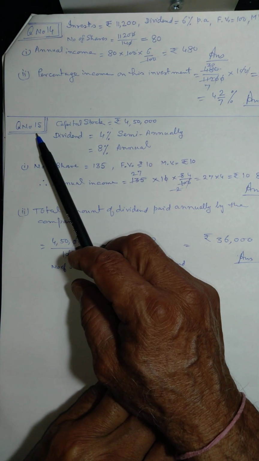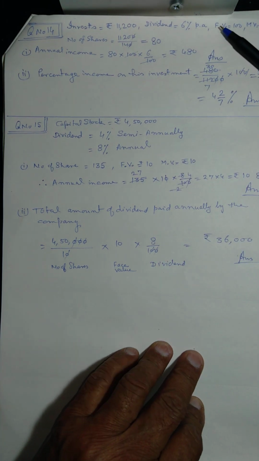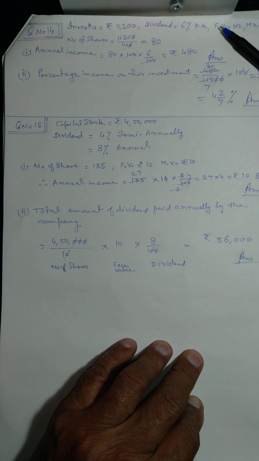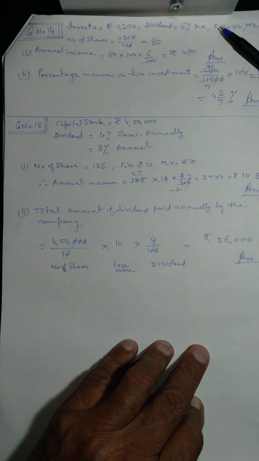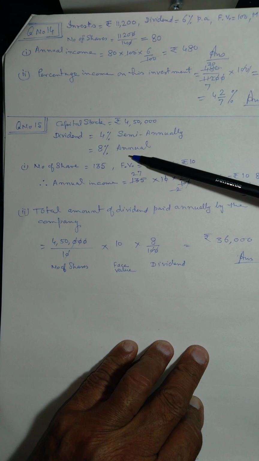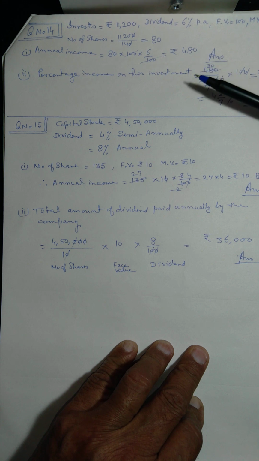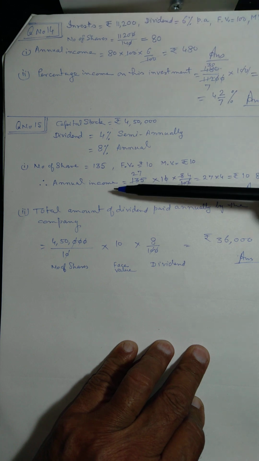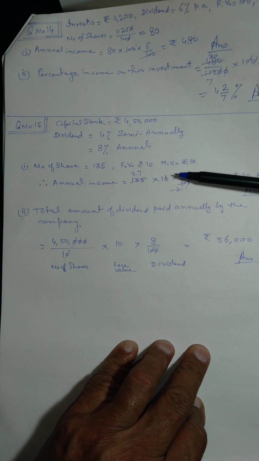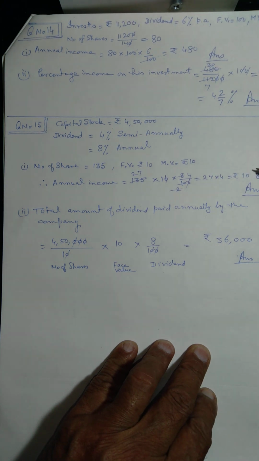Now question number 15. Capital stock is given, that is 4,50,000. Dividend is 4% semi-annually. Now once you convert it into annual, it will become 8%. The number of shares is 135. Face value is rupees 10. Market value is also 10. So the annual income will be equal to 135 into 10 into 8 by 100. Further solve it, you will get the answer 108.